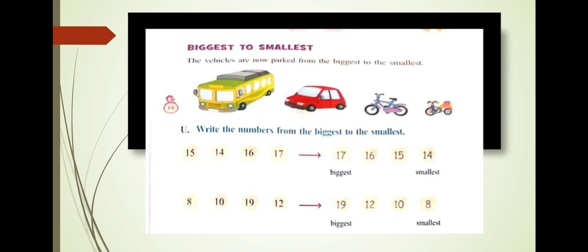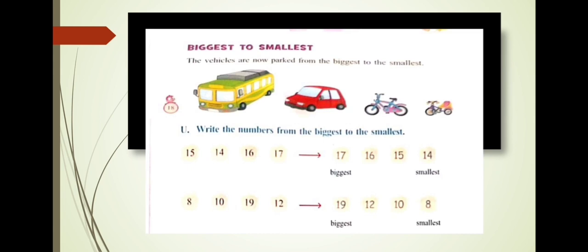As the bicycle is smaller than the car, it comes after the car. And as the toy car is the smallest of all the 4 vehicles, it comes last. Now let us consider 4 numbers: 15, 14, 16 and 17. Now you have to arrange these numbers from the biggest to the smallest.